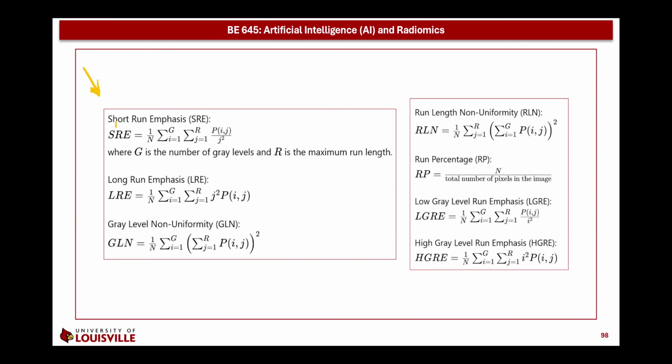For example, the SRE: you are looping on each element in the run length matrix, and here we defined R as the maximum run length, and G, which in our case equals N, and the value of P is the normalized version of the run length matrix. So after getting the run length matrix, you divide it by the sum of the numbers in that matrix to normalize it. And for each normalized value, you divide it by j squared, and j here is the index of run length.